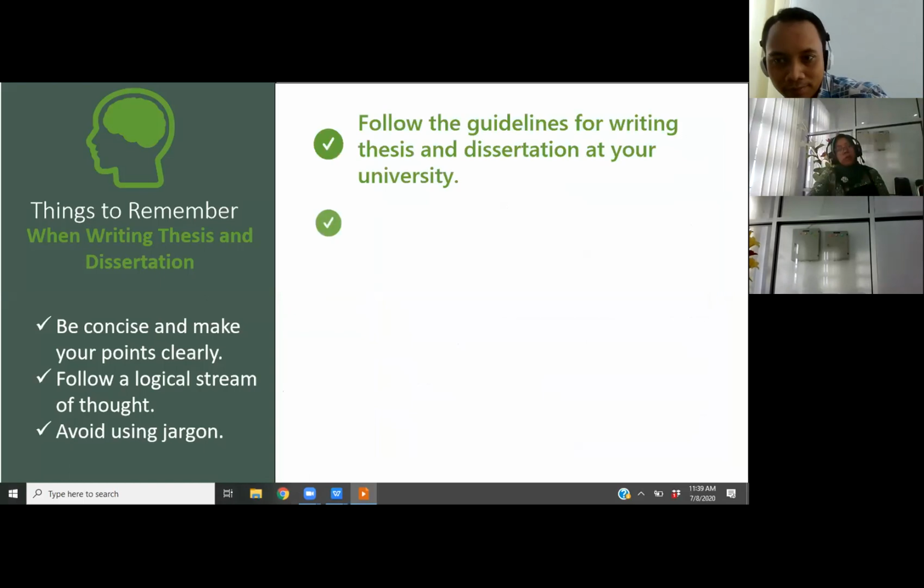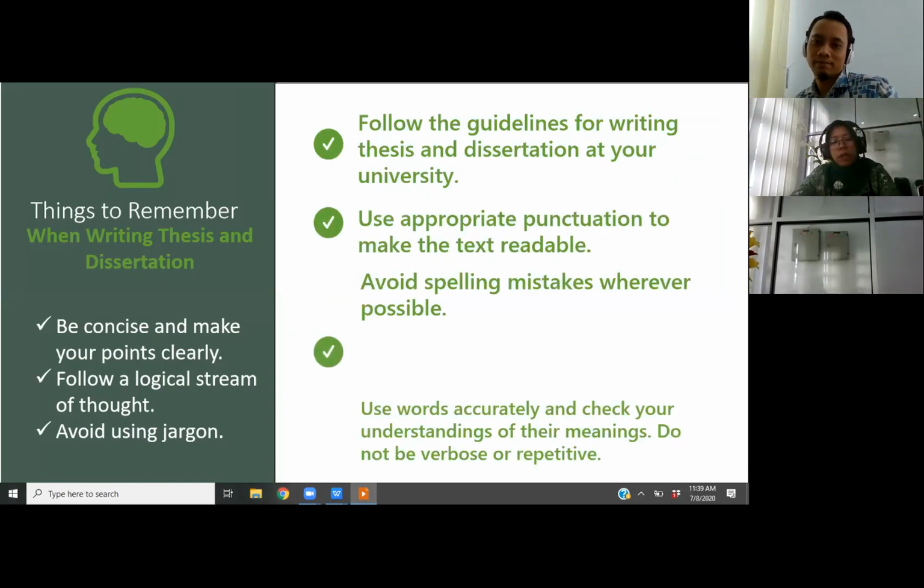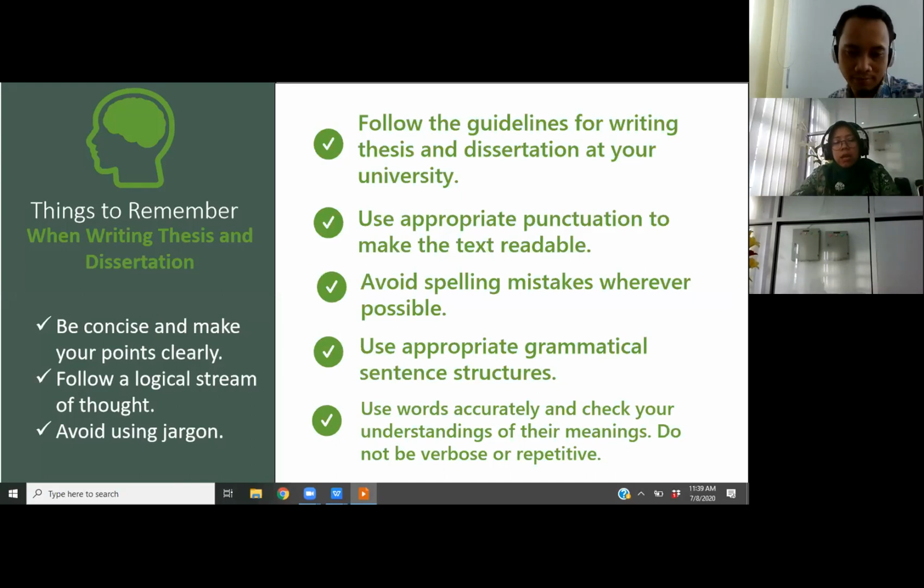Things to remember when writing thesis and dissertation. Be concise and make your point clearly and follow a logical stream of thought, and avoid using jargon because you are writing in an academic way. And then again and again, follow the guideline for writing thesis and dissertation at your university. And then use appropriate punctuation to make the text readable. Avoid spelling mistakes wherever possible. Wow, this one is also a problem from the students. But you can use a grammar checker on your computer or any application to check your grammar.